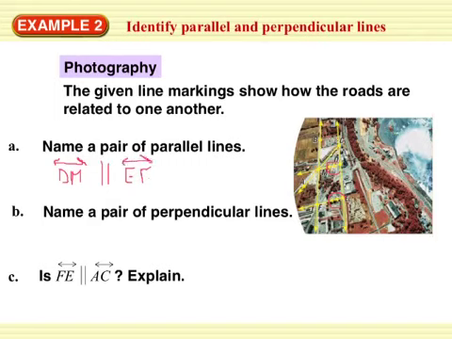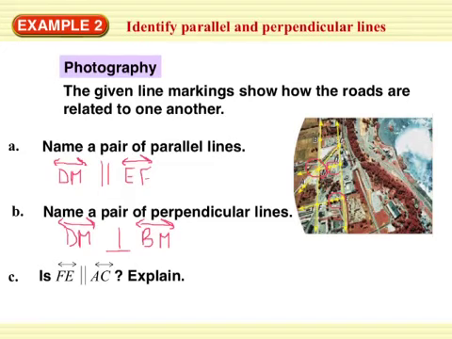Cool. Name a pair of perpendicular lines. So I'm looking for that little right angle, which you really can't see on this, but it's right there. So I can say that line DM is perpendicular to line MB. I'll say BM, only because it's alphabetical order. Okay, so I have a pair of perpendicular lines. Now it's asking, is FE perpendicular to AC? FE is right here, perpendicular to AC.